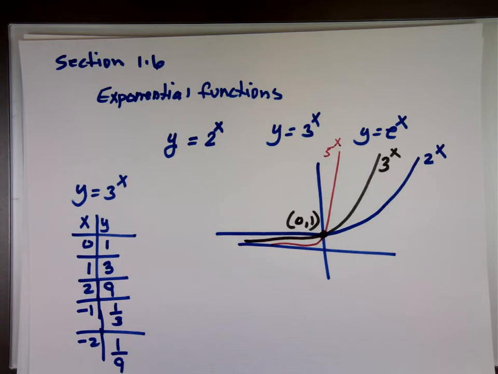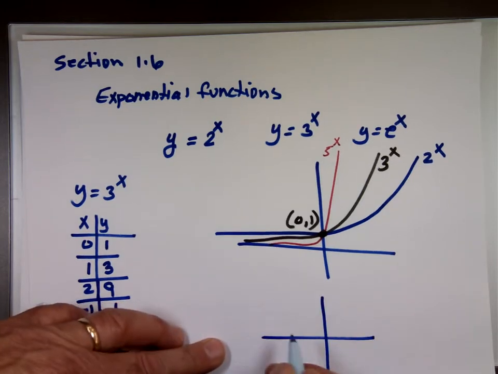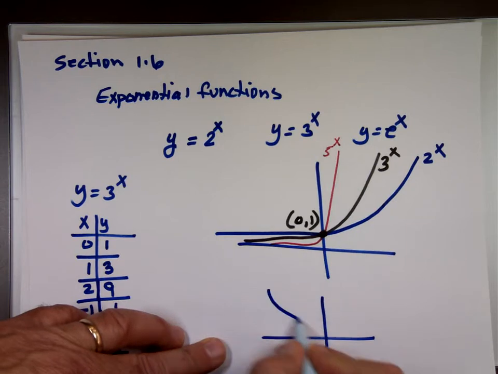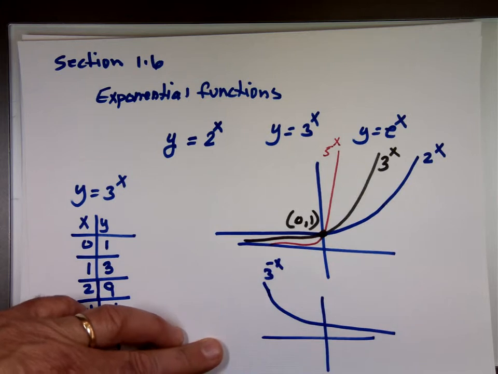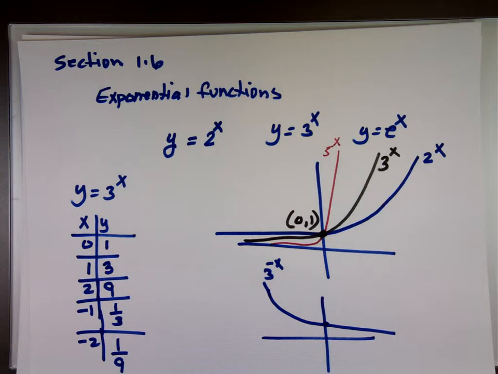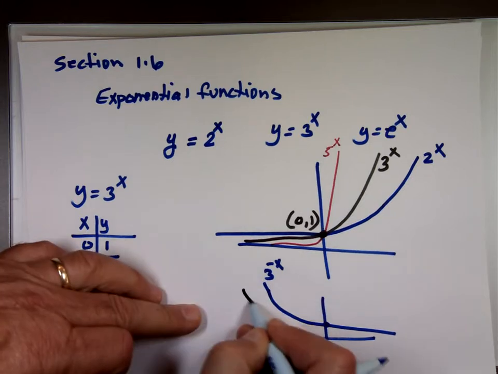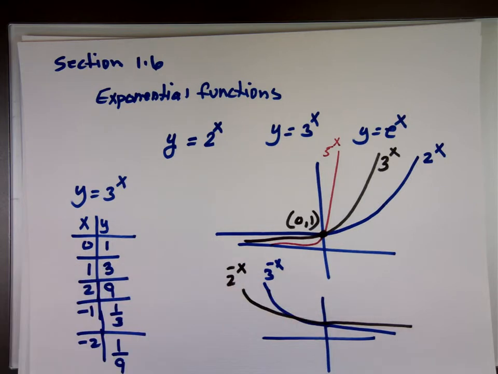If you make the exponent negative, what will happen? A negative exponent, like 3 to the minus x, will be the reverse. It will look like that. Still going to go through (0, 1). And if you did 4 to the minus x, it will be steeper. 2 to the minus x will be less. So the shape is very similar, either increasing or growth like this one, or decay like this one.